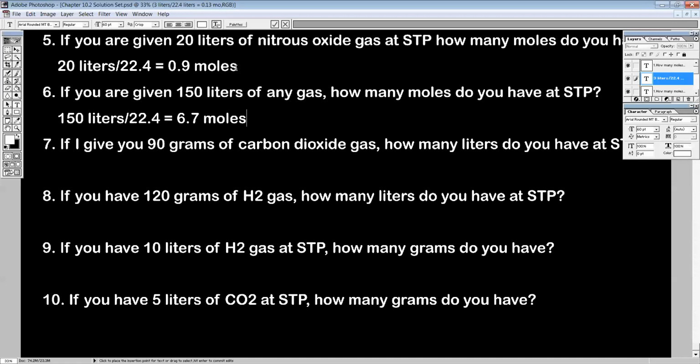All right, now we're changing up a little bit. I'm giving you grams of gas now. So it's really a two-step problem. We've got to convert the grams to moles, and then from moles to liters. So let's take this slowly. We have 90 grams of carbon dioxide, but we need to know what the molar mass is.